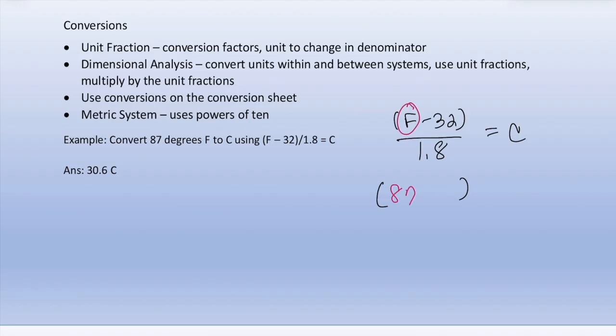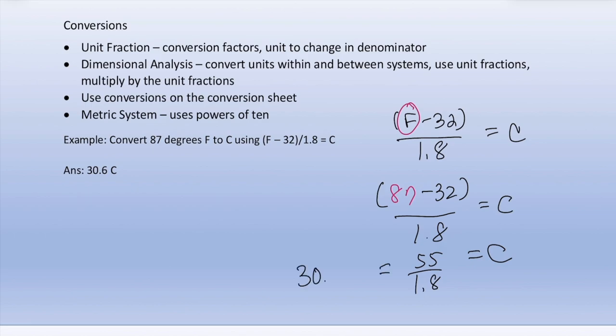So we're going to get 87 minus 32. We do that first. That's what that parentheses indicates. And then we're going to divide by 1.8. Well, 87 minus 32 is 55. Divided by 1.8. Now watch how they're going to ask you to round. The calculator's saying 30.55 repeating. And if we round that to the nearest tenth, that would be 30.6 degrees Celsius.